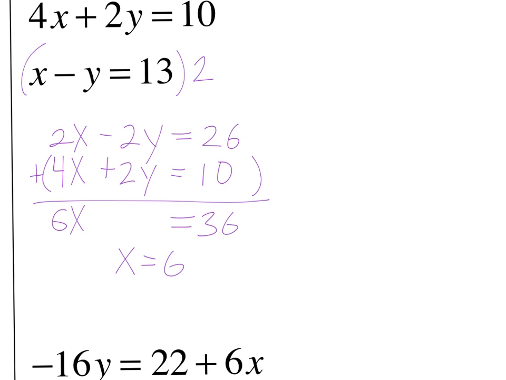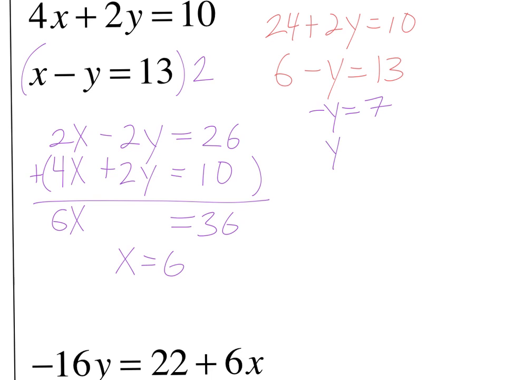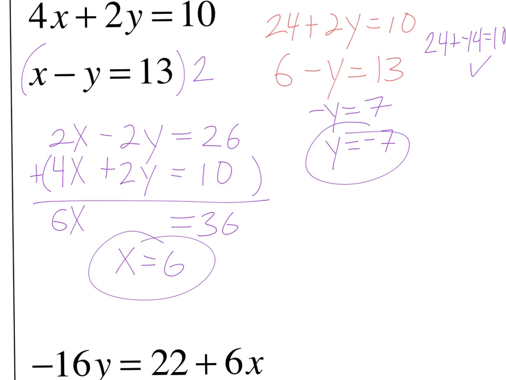6. Plugging this back in, we've got 6 minus y is equal to 13, and 24 plus 2y is equal to 10. The bottom one looks easier for me to solve. So if I subtract 6 from both sides, I get negative y is equal to 7. Therefore, y is negative 7. If I check that in the top problem, you get 24 plus negative 14 is 10, and that is true. My solution is 6 comma negative 7.